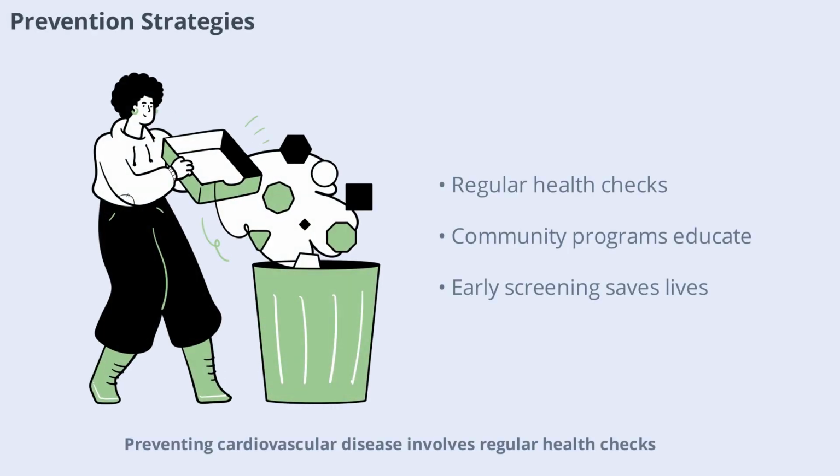Preventing cardiovascular disease involves regular health checks, maintaining a healthy lifestyle, and managing risk factors. Education and community programs encourage healthy habits. Vaccinations and early screening help detect issues before they become serious. Prevention not only saves lives but also reduces healthcare costs. Next, we'll look at the global impact of cardiovascular disease and why it's a public health priority.